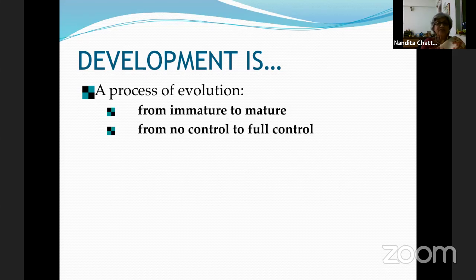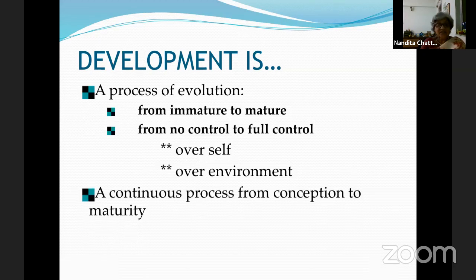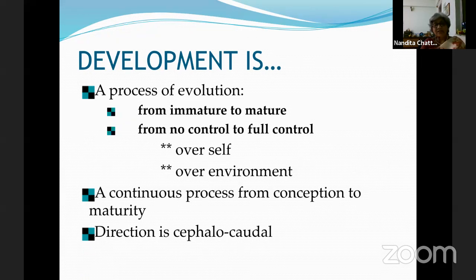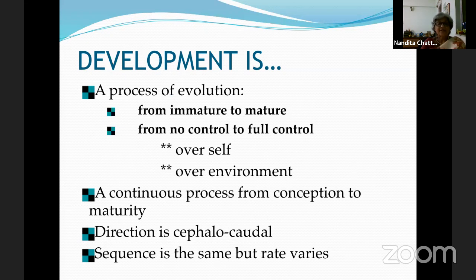So this, could we go on with the slide, please? Yes, over self and over environment. And in this way, what happens? A continuous process goes on from conception to maturity to attain this development. Next slide. Okay, this is one thing we should mention, that particularly in motor development, it proceeds cephalocaudal, from above to below. Next. This we will talk about regarding the sequence of events when we talk about developmental delay.